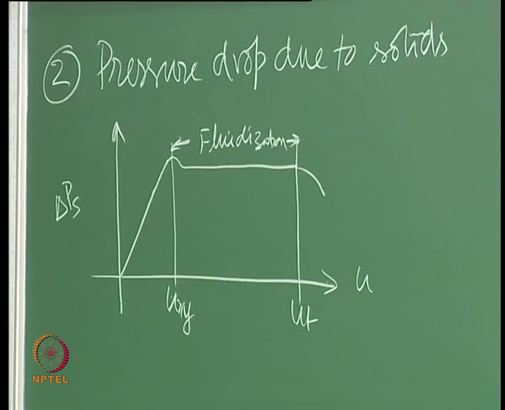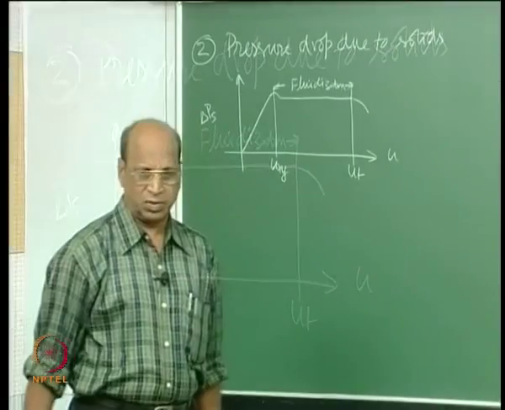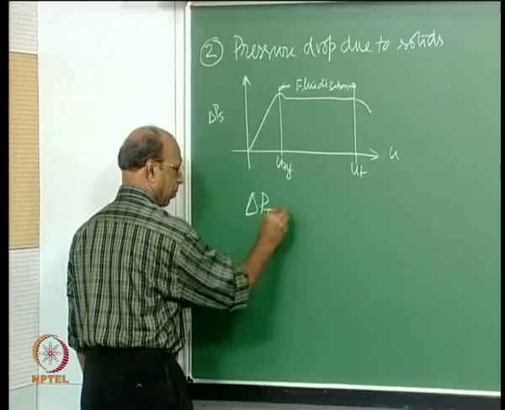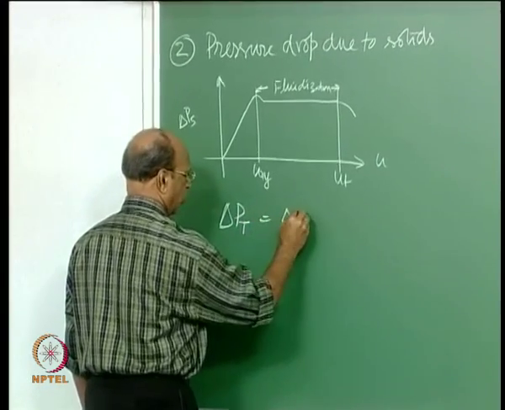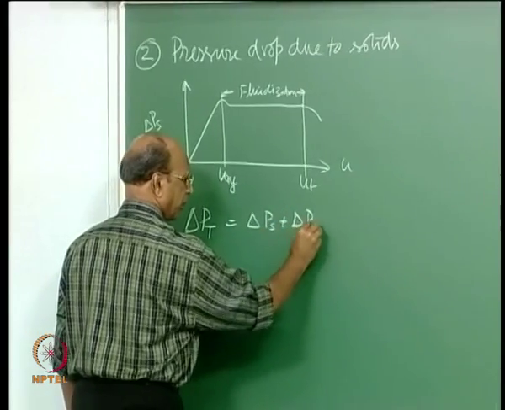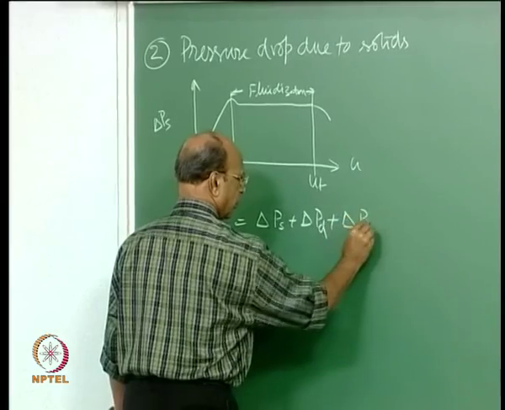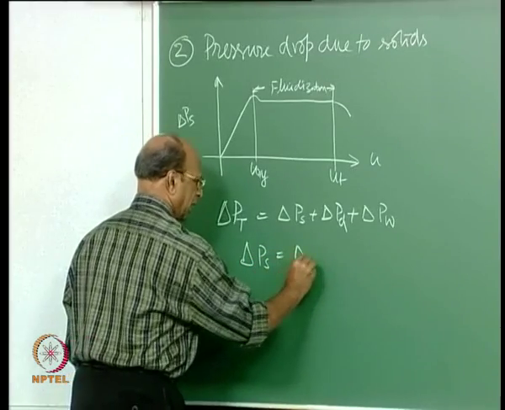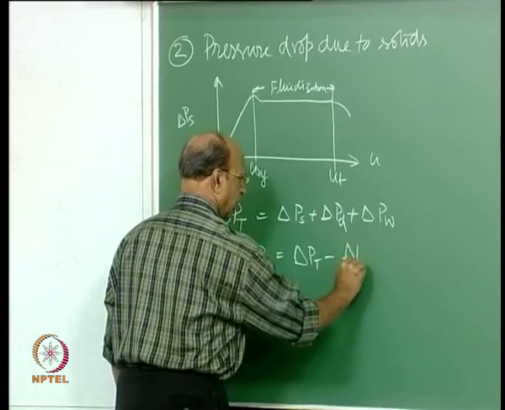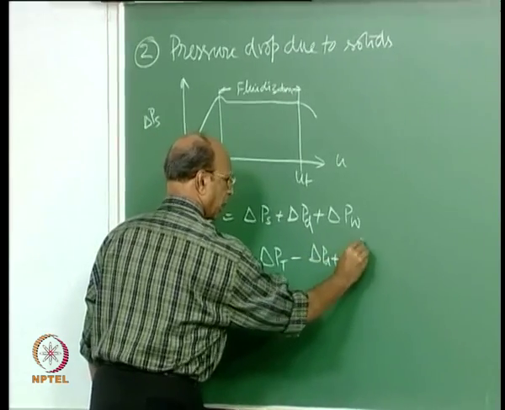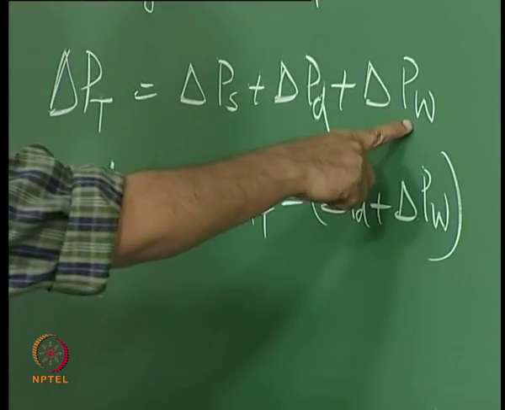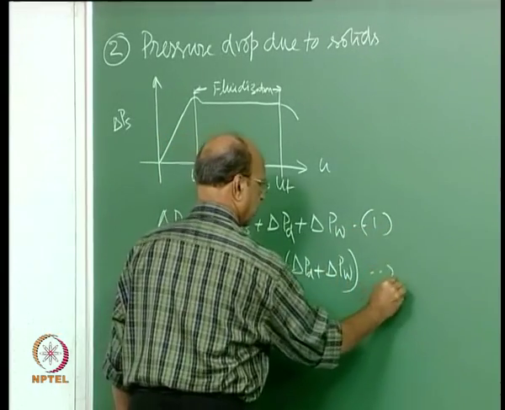This is the graph we have also drawn, and I have given the diagram showing how to measure the pressure drop, right. So, the total pressure drop which you measure directly from the manometer is delta P T equal to delta P S plus delta P D plus walls. Usually walls are neglected, but anyway, we will keep that. Delta P S equal to delta P T minus delta P D plus delta P W. Okay. The equation numbers you have there? So this is the first equation, right? Yeah. First one, this is the second equation.